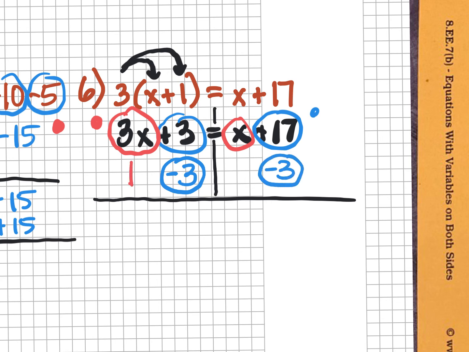So I've got 3x equals x. 17 minus 3 is plus 14.